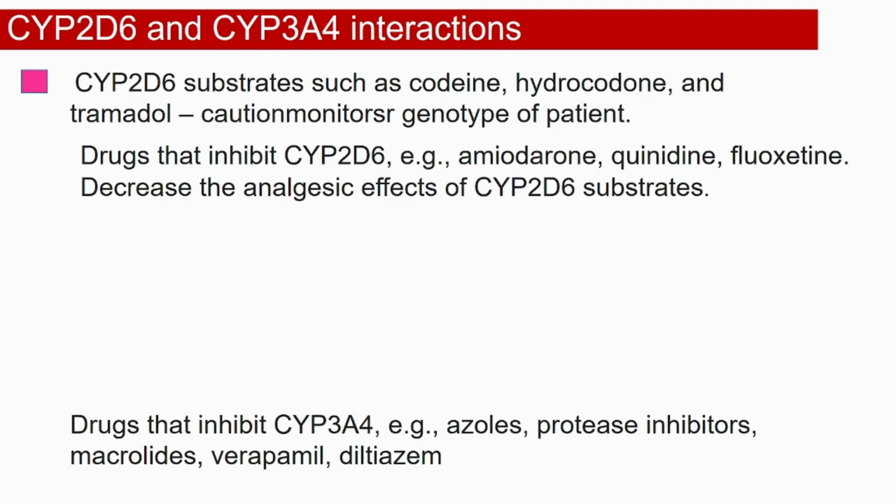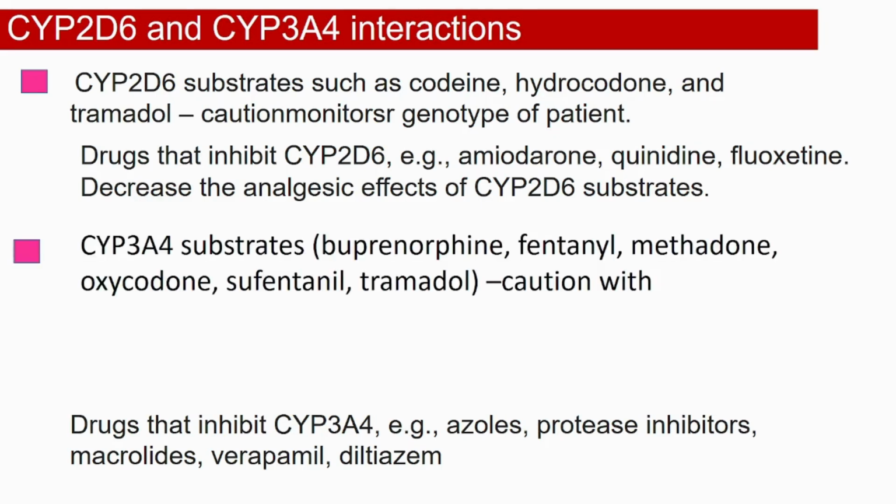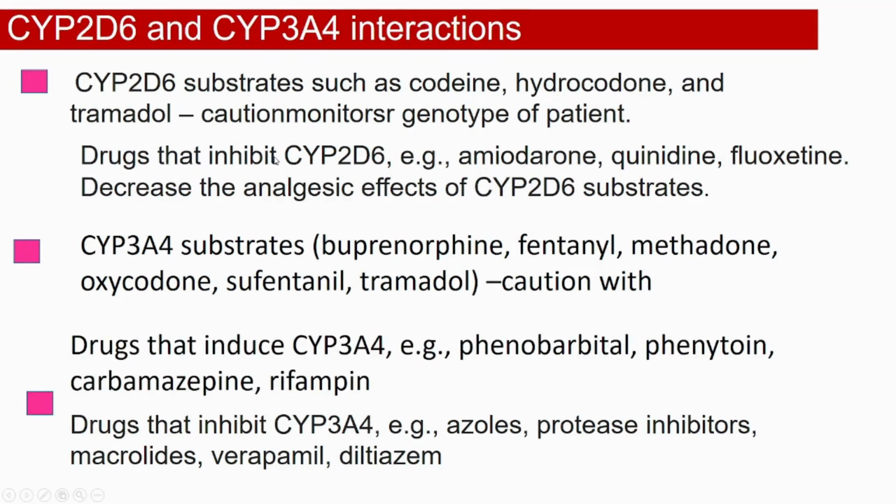the enzyme interaction with the opioid, especially CYP2D6 and CYP3A4 interaction. CYP2D6 substrates are codeine, hydrocodone, and tramadol. So avoid inhibitors such as amiodarone, quinidine, fluoxetine. All those things should be avoided with a CYP2D6 inhibitor. Avoid with those substrates.